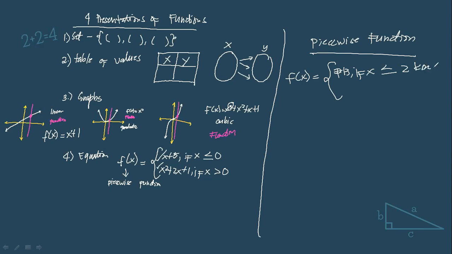Ibig sabihin po, below 2 kilometers or exactly 2 kilometers, laging 13 pesos yung binabayaran namin. Pero each kilometer na madadagdag, and let's represent that kilometer as x, for example, nagdadagdag kami ng 5 pesos. So that is 5x plus 13. So bakit po may 13 dito? Kasi po yung 13 na yon is kailangan na yung bayaran by hook or by crook. At bawat kilometrong madadagdag, kailangan nag-a-add tayo ng 5 pesos. So that is 5x plus 13 if x is greater than 2 kilometers.